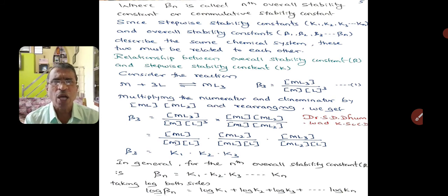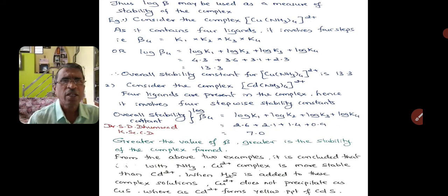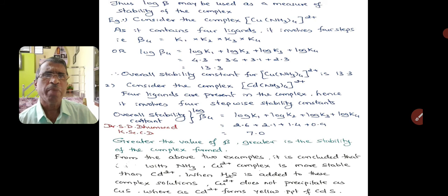Since the beta values are powers of 10, to explain more easily we take the log on both sides. So taking log on both sides, we get log beta n is equal to log K1 plus log K2 plus log K3 and so on up to log Kn. Thus, log beta may be used as a measure of the stability of the complex.